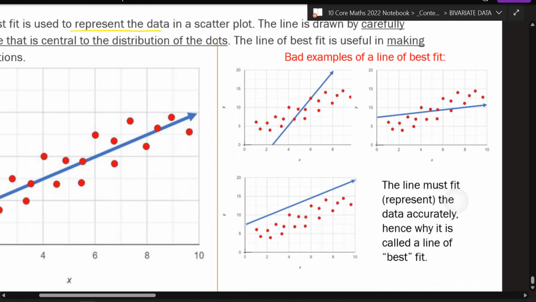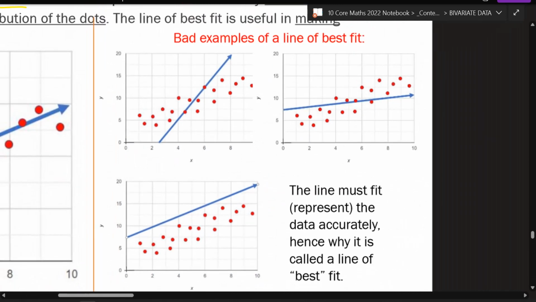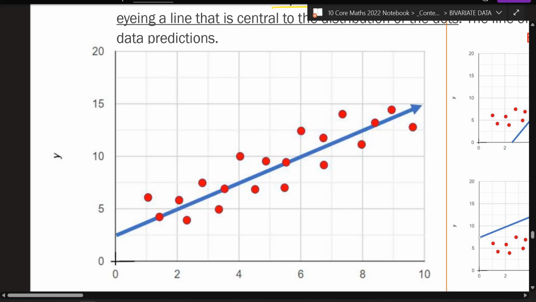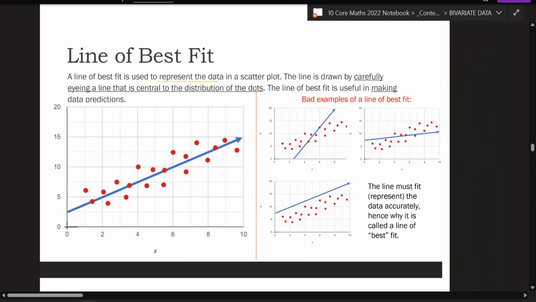So here are some examples of a line of best fit. Anyone know why this is a bad example? The line. Yeah, it doesn't really go with the data, does it? The data is here, it should be more like that. Same with this one. Look at it. It doesn't really follow the data. It's more straight than it should be with a gradient. And this one here, the line's too high. So do not draw your lines like this. This here is your ideal best fit. All right. Keep going.